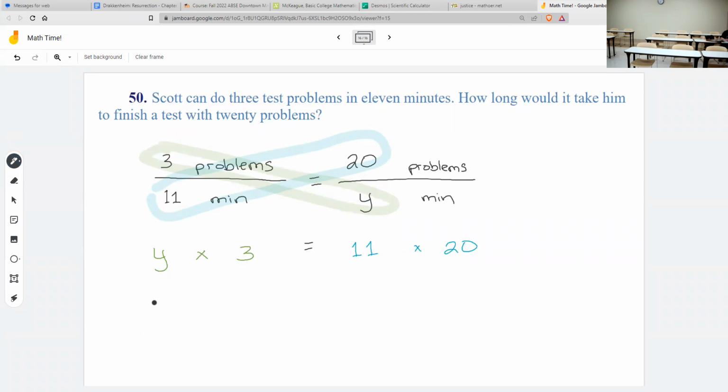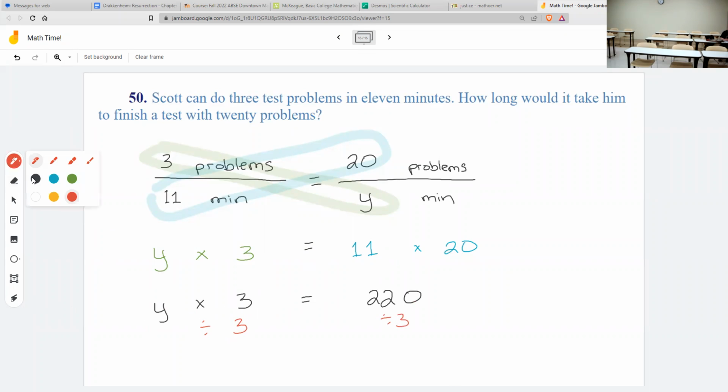The second step, I'm going to keep the y times 3 just the way it is and condense the 11 times 20. What is 11 times 20? Well, 11 times 2 is 22 with a 0 floating afterwards. And then finally, there's a times 3 stuck onto the y. How do we get rid of that? We do a divided by 3.